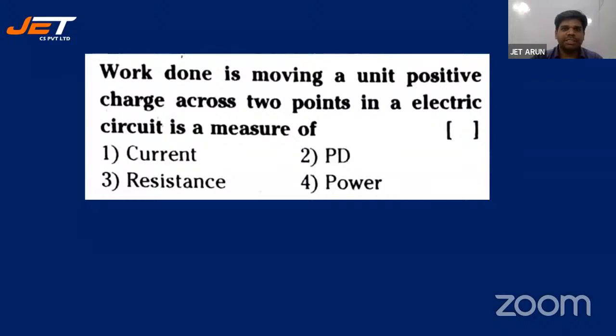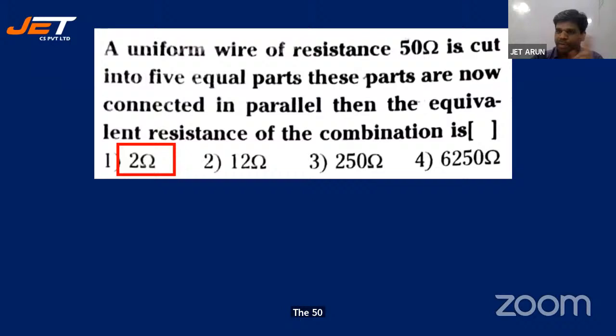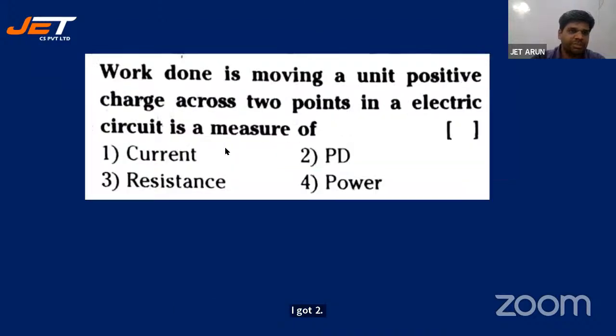The 50 ohm resistor is actually cut into 5 parts. I got 10 ohms. That 10 ohms is again connected in parallel. I got 2 ohms. All right, let's go for the next one, students.